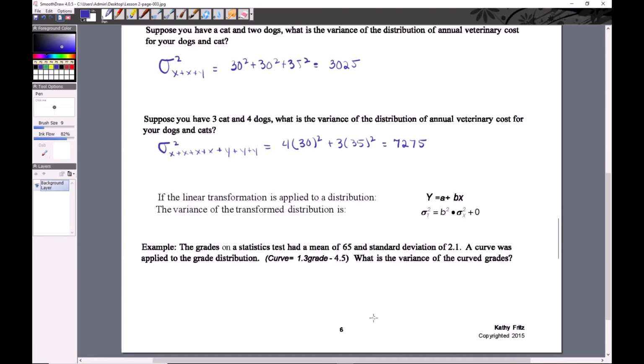Okay. Now, a linear transformation is going to be different. All right? Up here, we were dealing with multiple distributions, 4 for dogs, 3 for cats, 2 for dogs, 1 for cats. But now we're just going to take one distribution and mutate it or dilate it, whatever. We're going to transform it, just one.